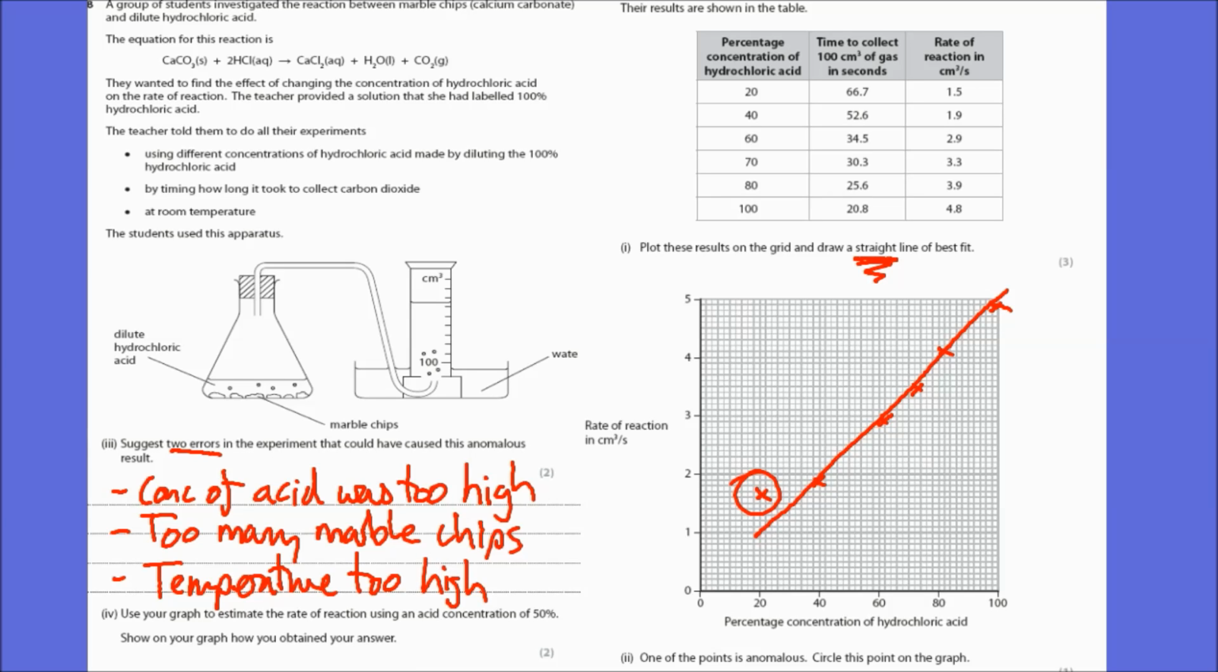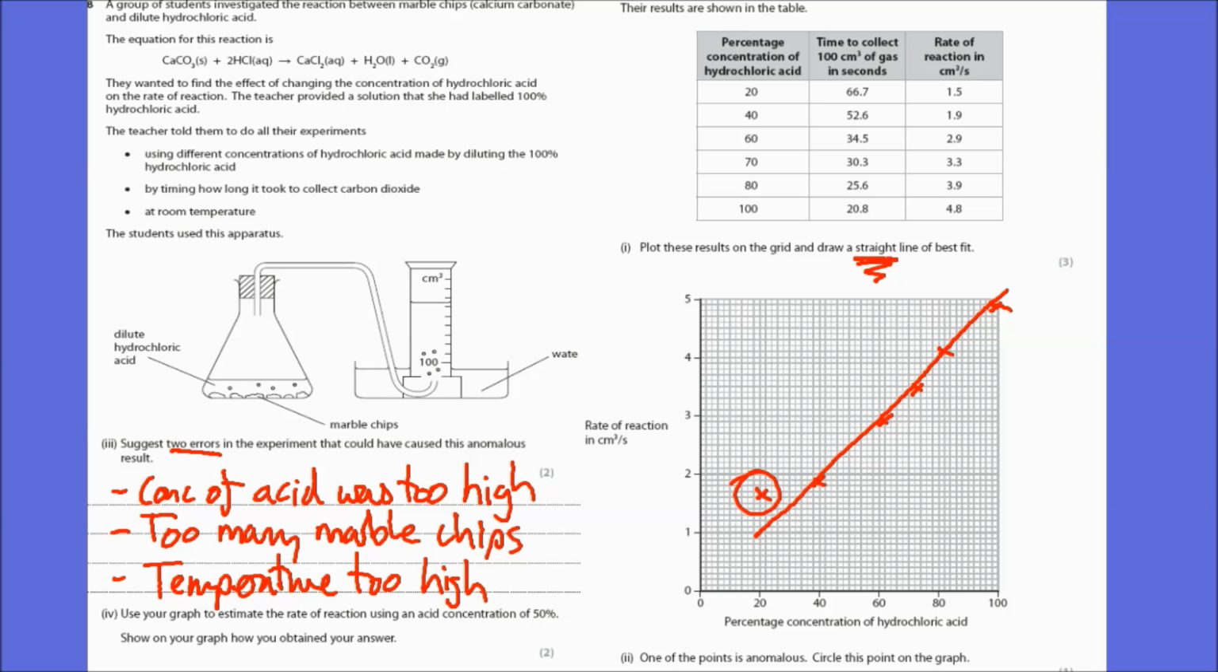Now note down that I've been quite specific with the problems that are going on here. I've said the concentration of acid was too high, not that I'd just done it wrong, or a mistake had been made when measuring the marble chips. I've said then there were too many of them.